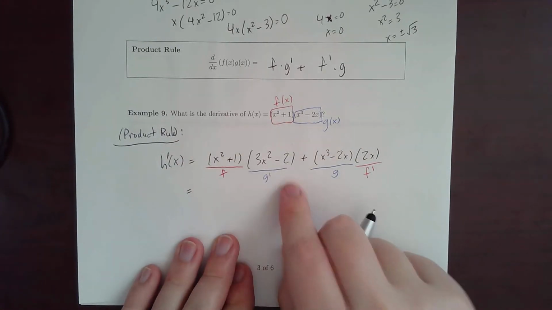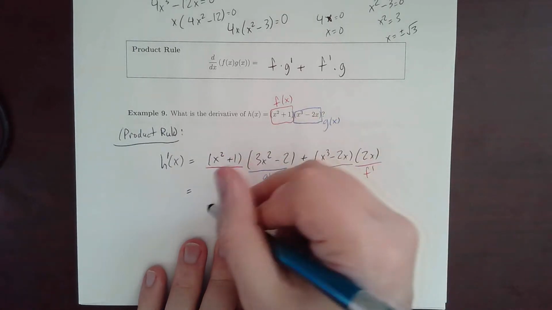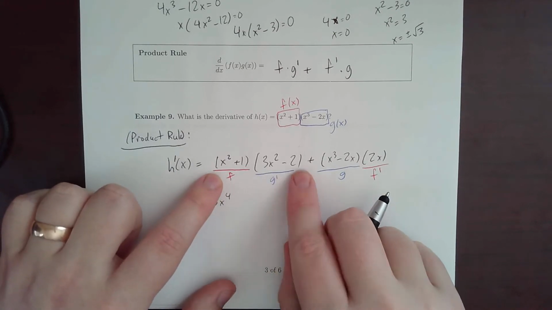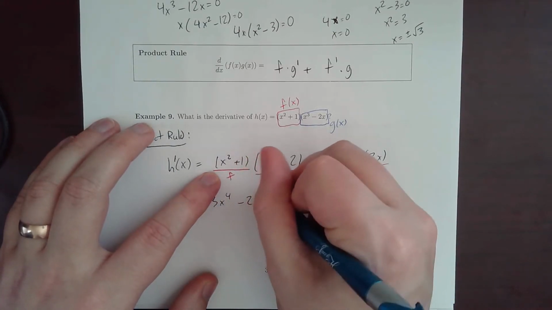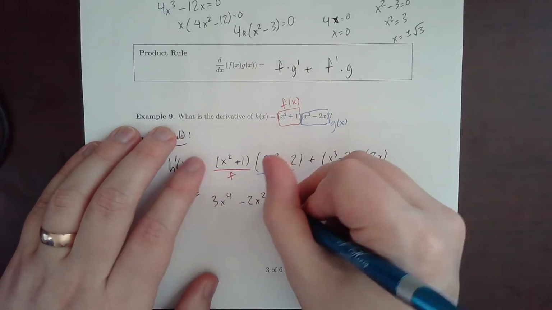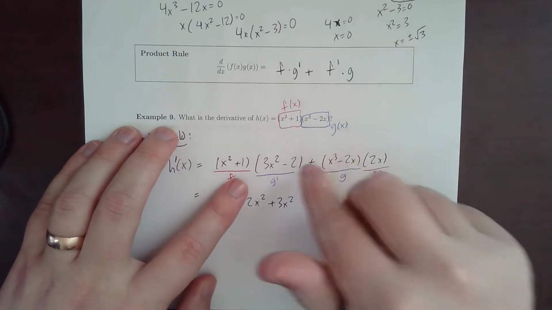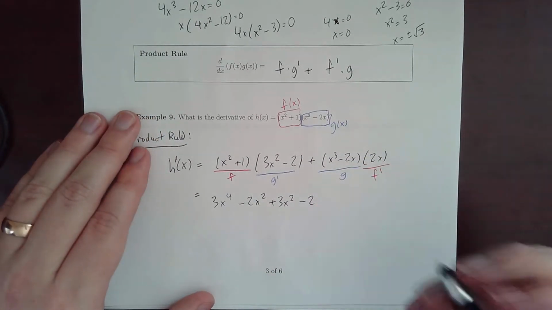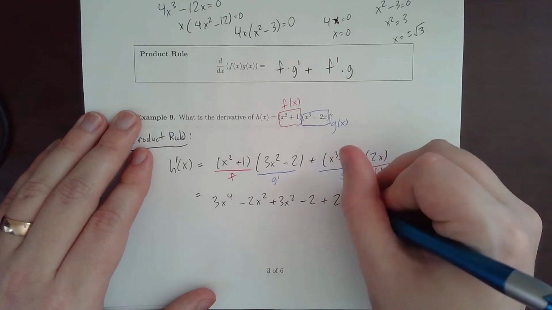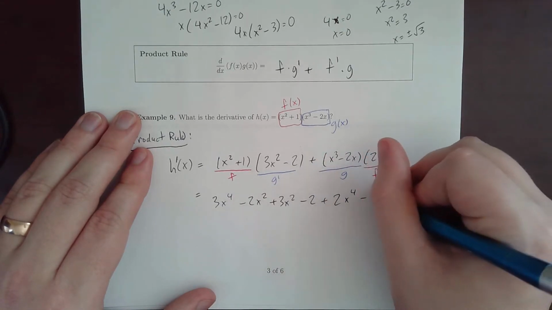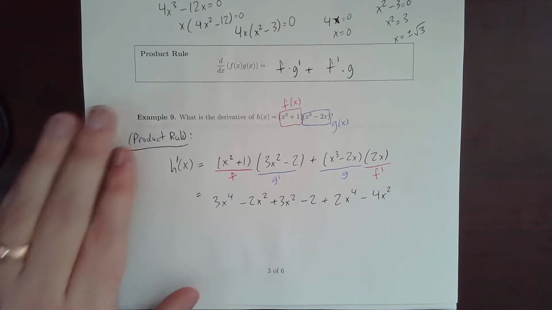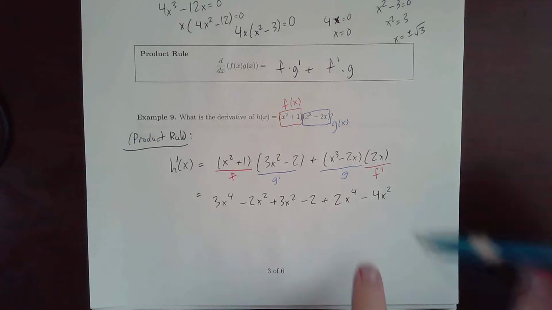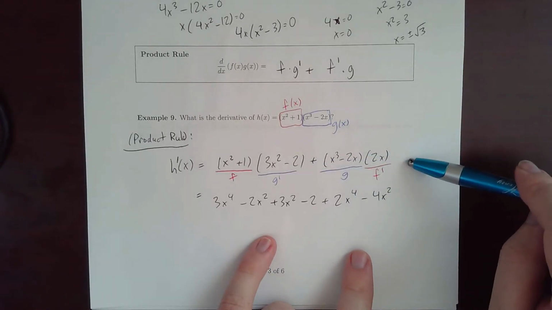And so then we can go ahead and FOIL here, and we'll get 3x to the fourth, multiplying the first two. Multiplying the outer, we'll get minus 2x squared. Multiplying the insides, we'll get plus 3x squared. Multiplying the last ones, we'll get minus 2. And then here we just have to multiply the 2x by both things. So we'll get plus 2x to the fourth minus 4x squared. All right, so if we want to go ahead and combine all of our like terms, we could have stopped here, most likely.